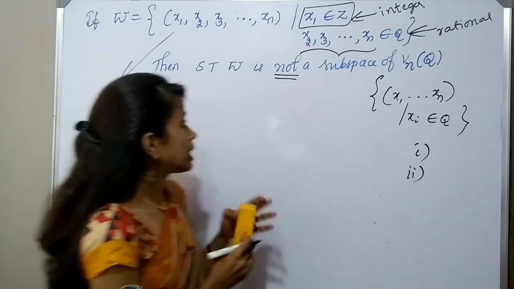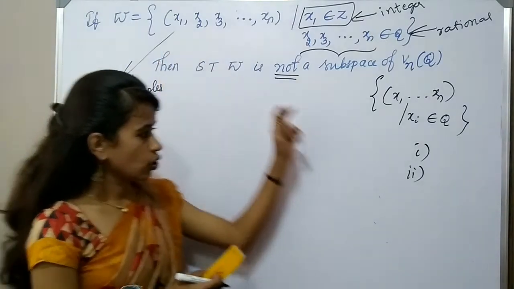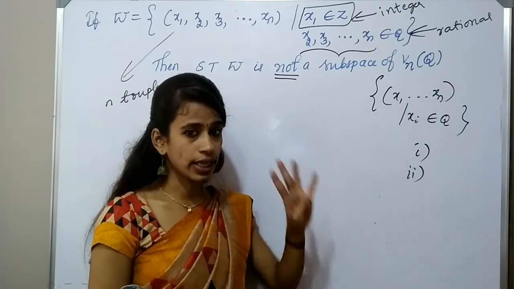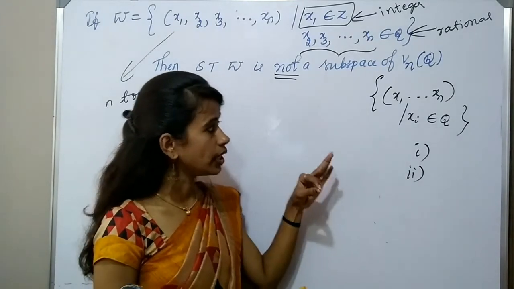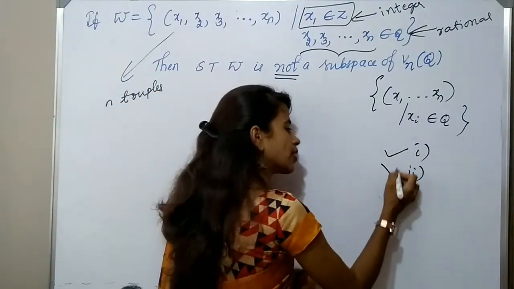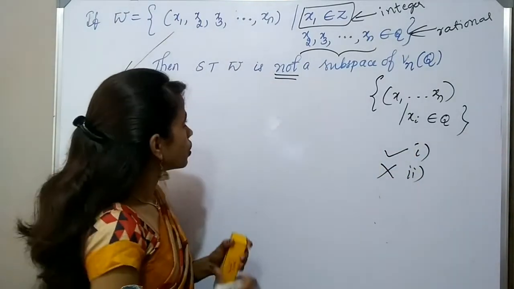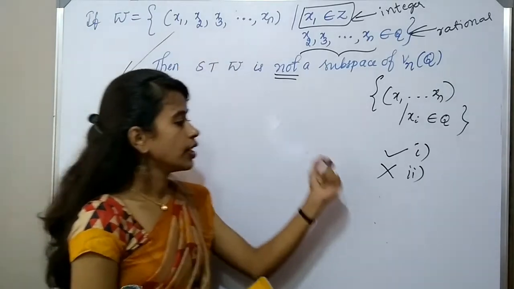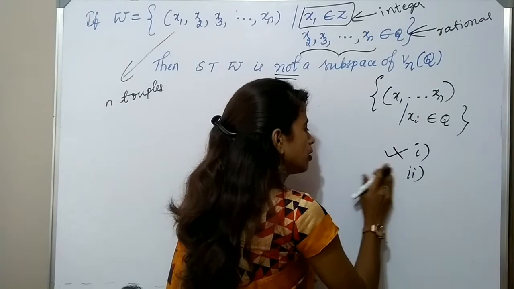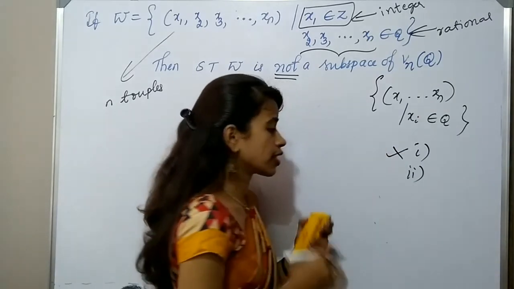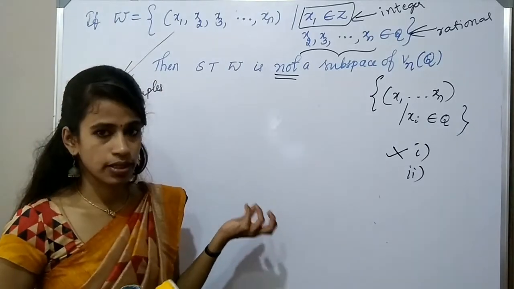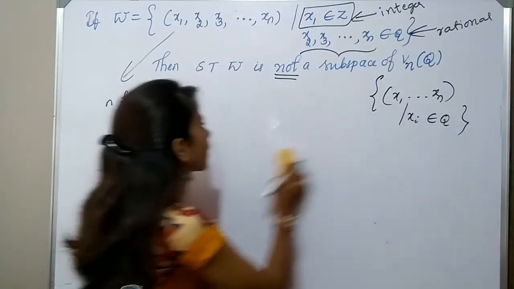If the given set does not satisfy any one of the conditions among vector addition and scalar multiplication, then we say that it is not a subspace. If it satisfies the first condition but does not satisfy the second, we say it is not a subspace. If it does not satisfy the first condition, then we clearly say it is not a subspace.